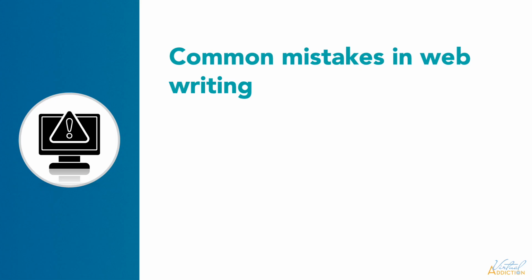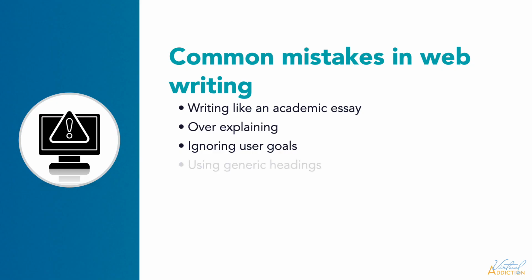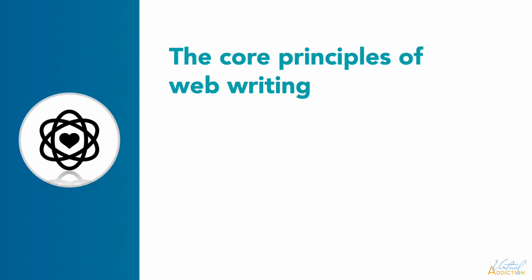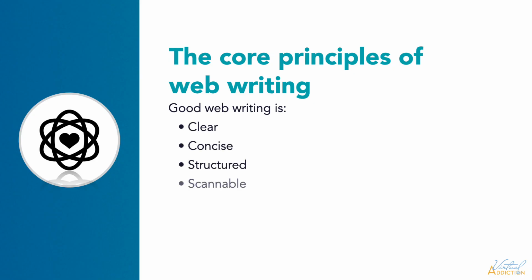Common mistakes include writing like an academic essay, over-explaining, ignoring user goals, using generic headings, using long, dense paragraphs, creating weak or unclear calls to action, and keyword stuffing for SEO. If users feel overwhelmed, they're going to leave. Good web writing is clear, concise, structured, scannable, action-oriented, user-focused. If users must work hard to understand your content, then you've already lost them.